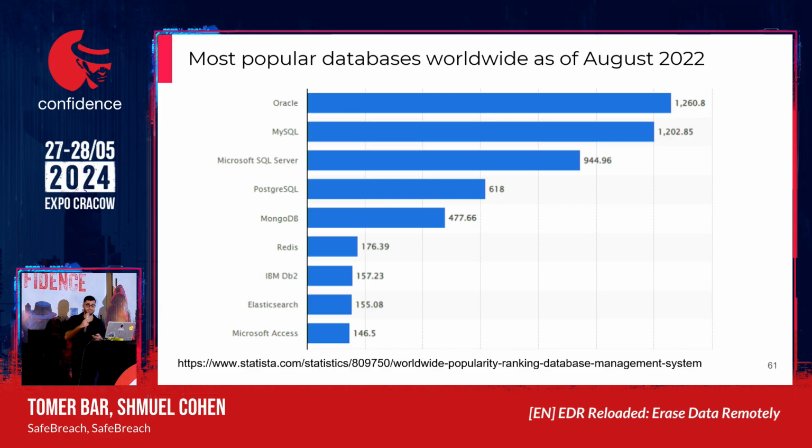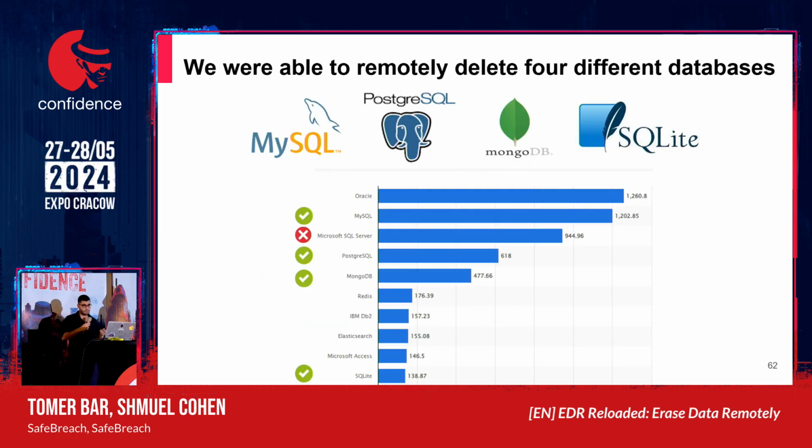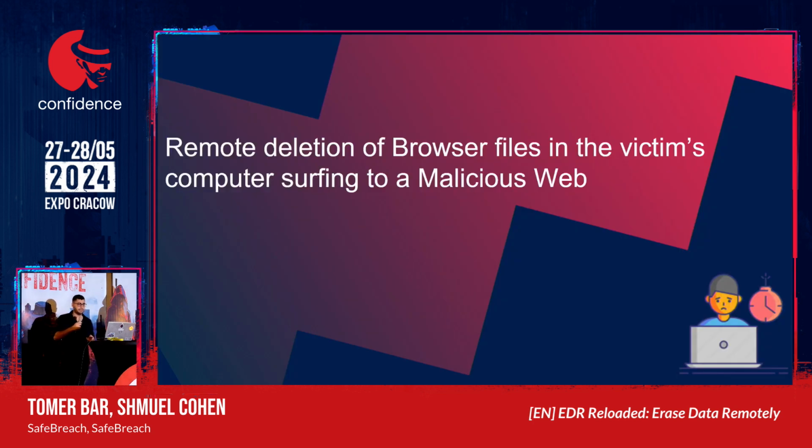We've tested our attack against most of the popular databases around the world. In the same way, we were able to remotely delete PostgreSQL, SQLite, and MongoDB on both Linux and Windows platforms with vulnerable EDR installed. Considering the widespread use of those four different databases, the potential impact on major websites is significant. Up until now, we've explored various remote attack vectors targeting servers and services.